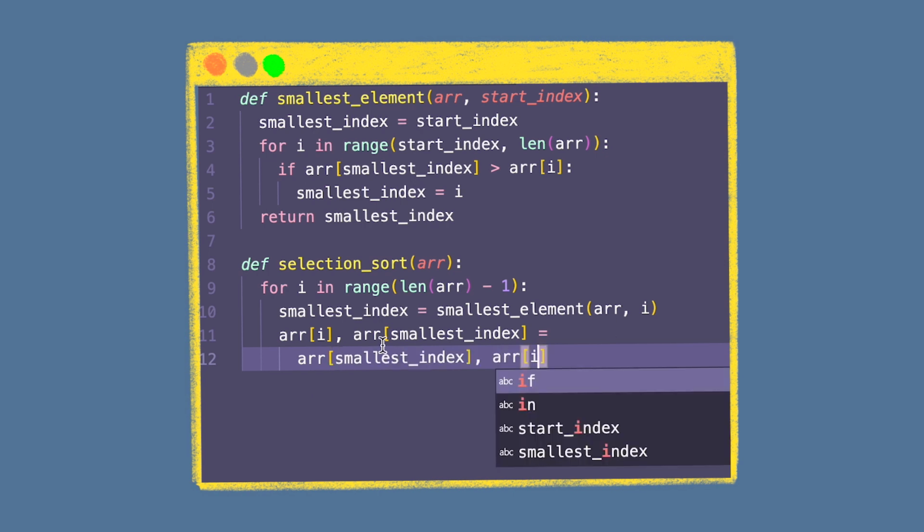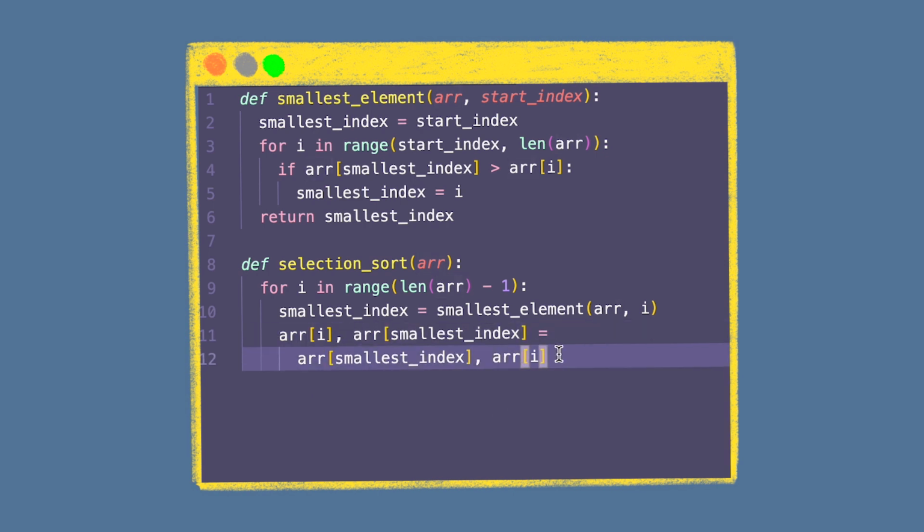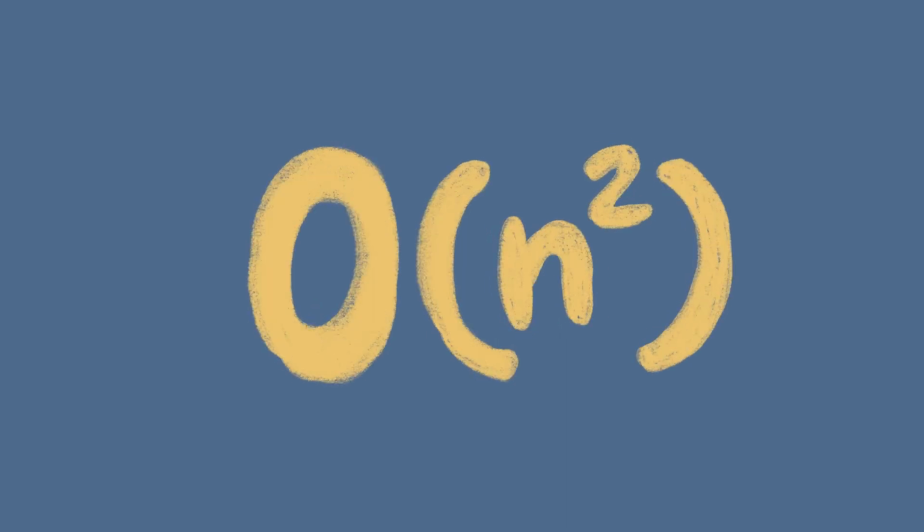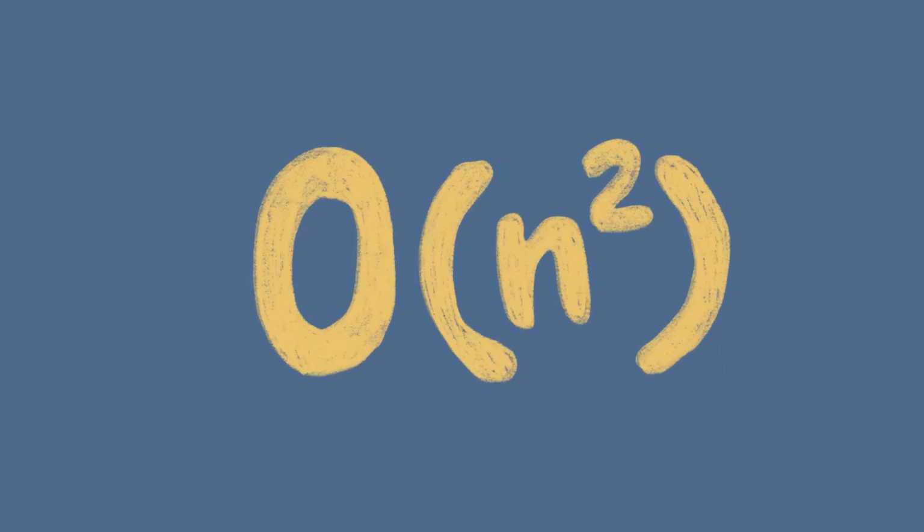Notice the two for loops, each with time complexity of O of n. Since they are nested, they make the time complexity of the algorithm O of n squared. For both best and worst case scenarios, the time complexity remains O of n squared.